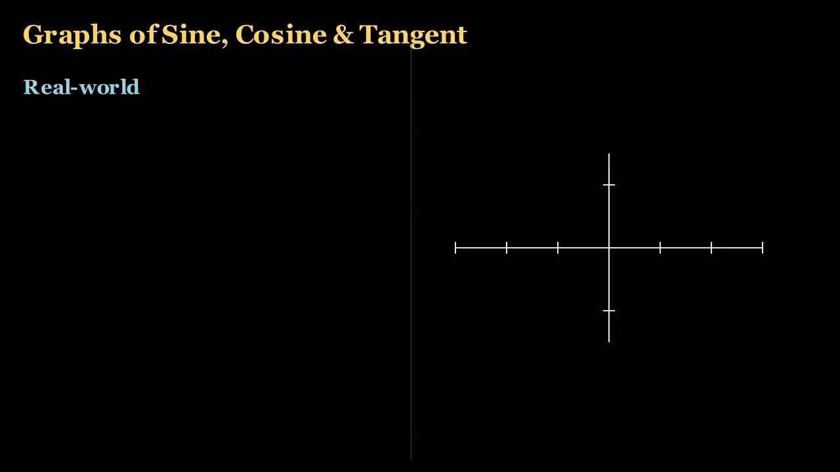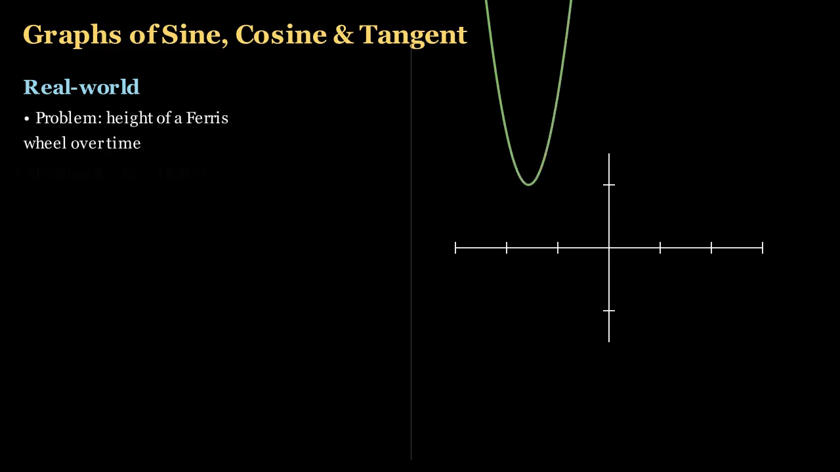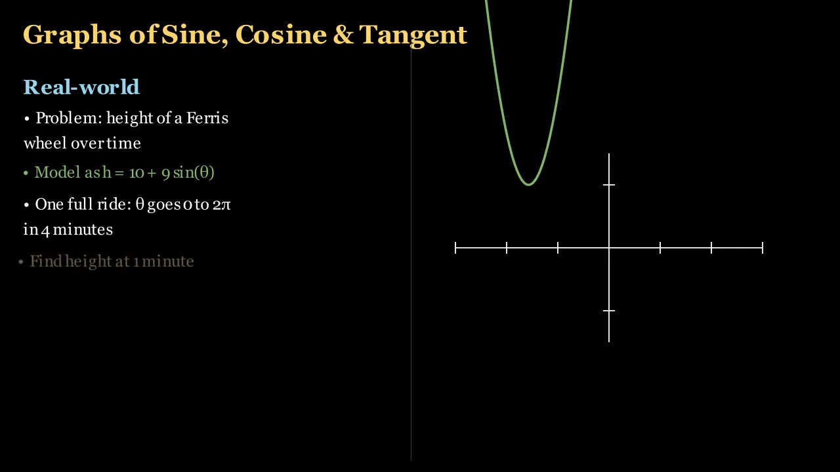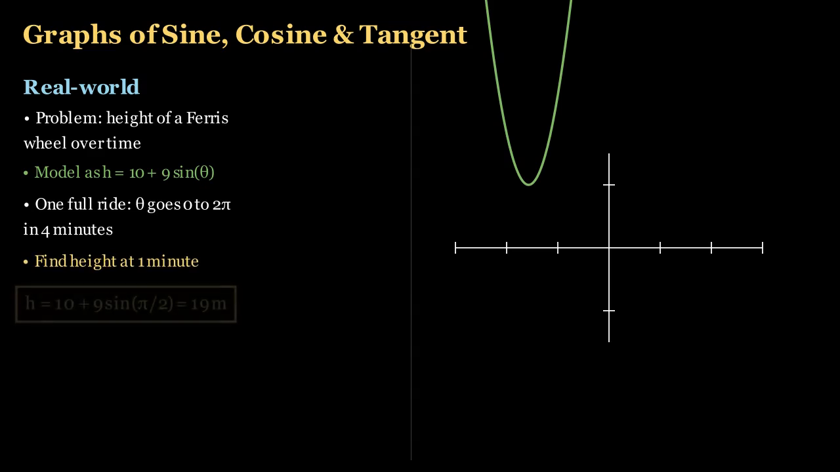The ride takes 4 minutes for a full turn, which is 2 pi radians. At 1 minute, you have completed a quarter of the turn, so theta is pi over 2 radians. The sine of pi over 2 is 1, so your height is 10 plus 9 times 1, which is 19 meters. That is the very top of the wheel. The graph of this equation would show you rising and falling in a smooth wave, exactly matching the ride.